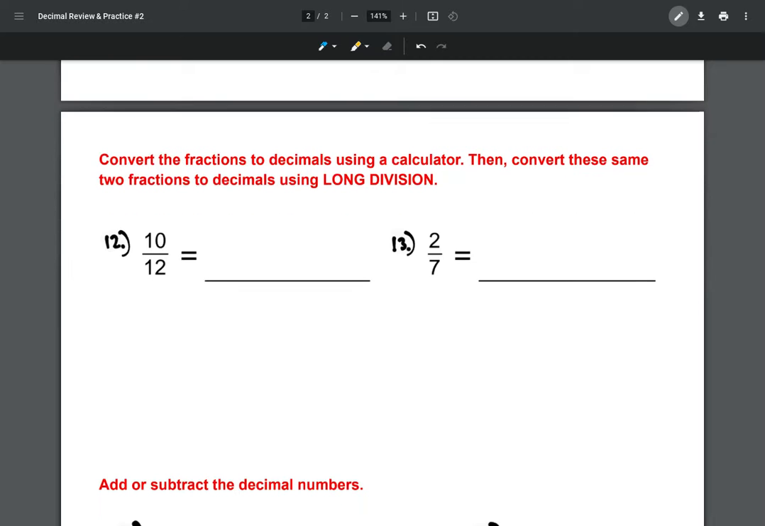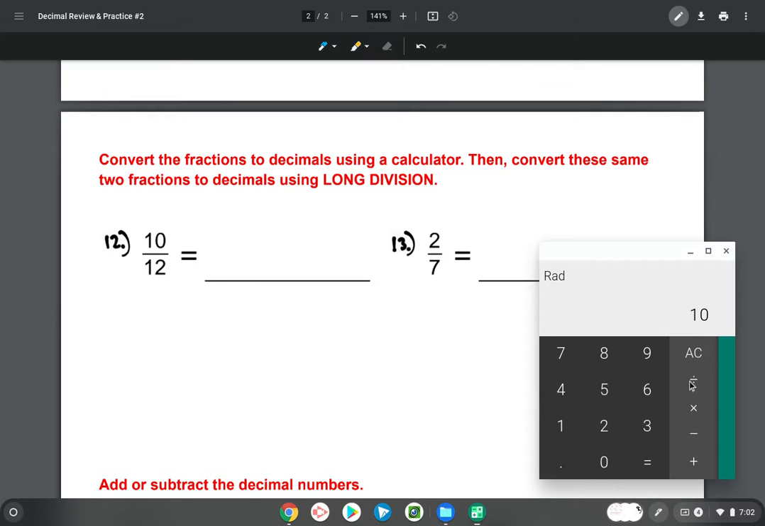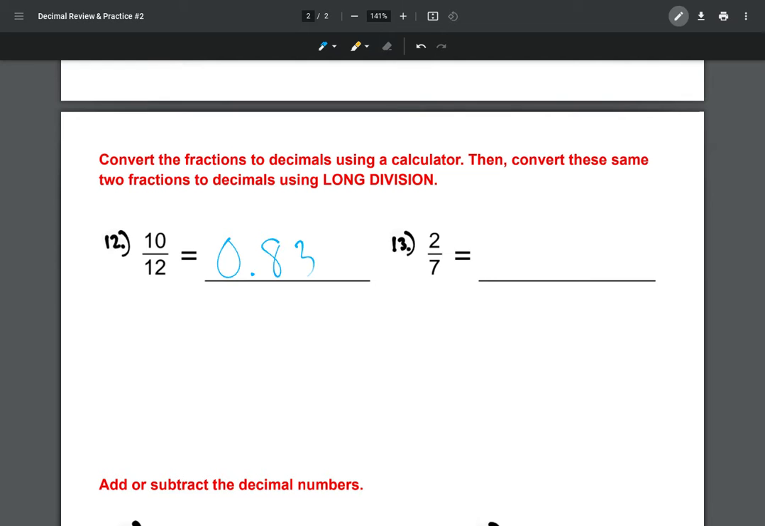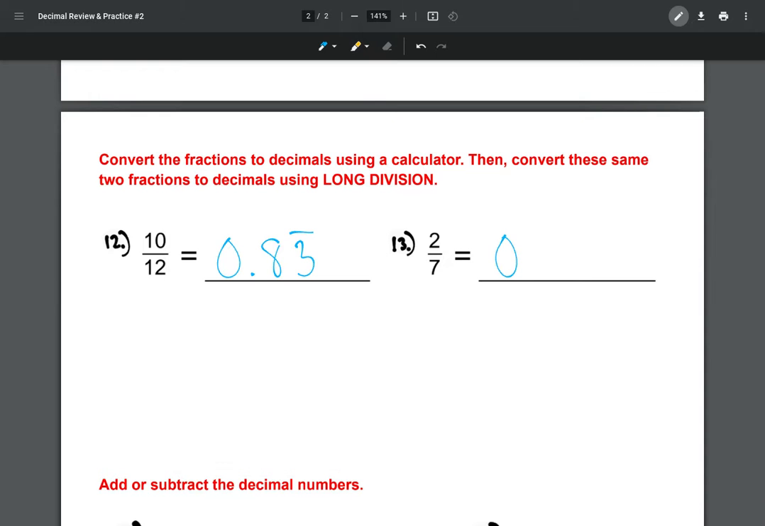In the next section, we're asked to use a calculator and convert using long division. So I'll bring up my calculator and we'll divide 10 by 12. And that'll give us 0 and 8 with a 3 that goes on forever, so we'll write a line above the 3. And then 13, let's see, I'll clear that, and we'll divide 2 by 7. And we'll get, wow, that looks like a long decimal, but it's actually a repeating decimal. It's 0.285714, and then that pattern repeats over and over.